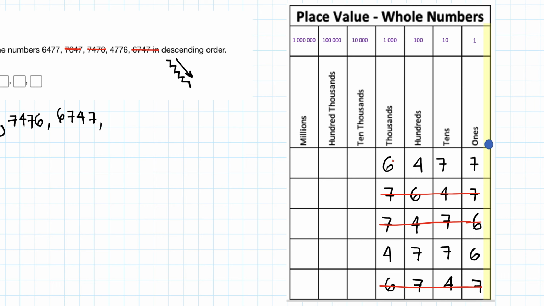Good. Then I have the next one that is going to be this one because it's 6 and this one is only a 4. So this one is the next one that I'm going to go with. And then this one is 6,477. And I can cross this one out and this one out. And then I only have my last one. That is going to be this one, 4,776.